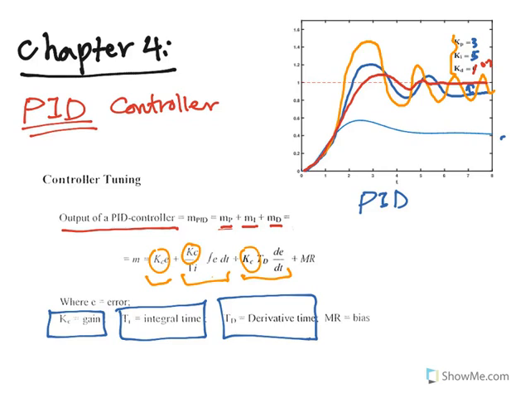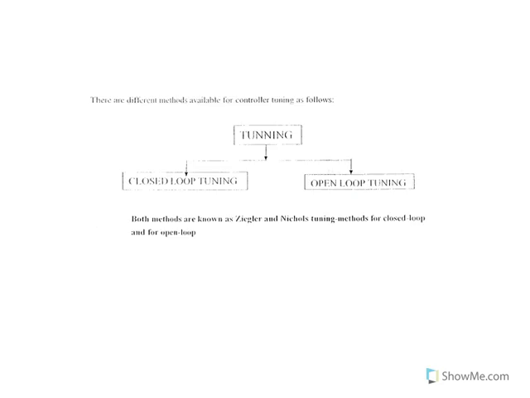So this makes it clear that we need what we call tuning. Tuning is the adjustment of these parameters: the gain of the proportional, the time of the derivative, and also the time of the integral. An important topic in this chapter is the tuning of the proportional, integral, and derivative parameters.